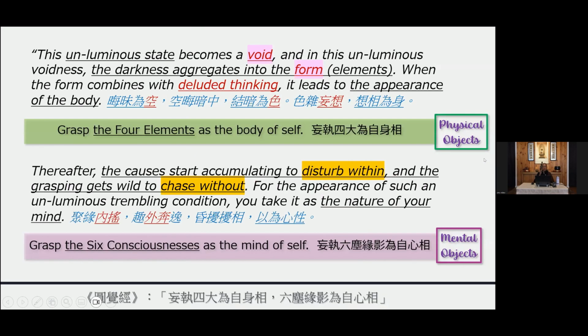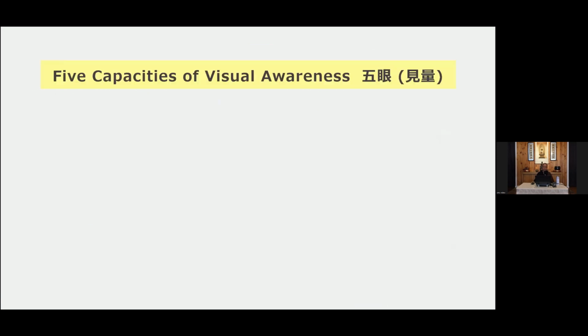So let's recap a little bit. When the Buddha started explaining how the luminous state becomes voidness, becomes form, and then becomes the disturbed emotion within and our chasing mind without, all of these are because we perceive, either we perceive the physical object and mental object as ourselves, or we mistakenly perceive ourselves as our physical objects and mental objects.